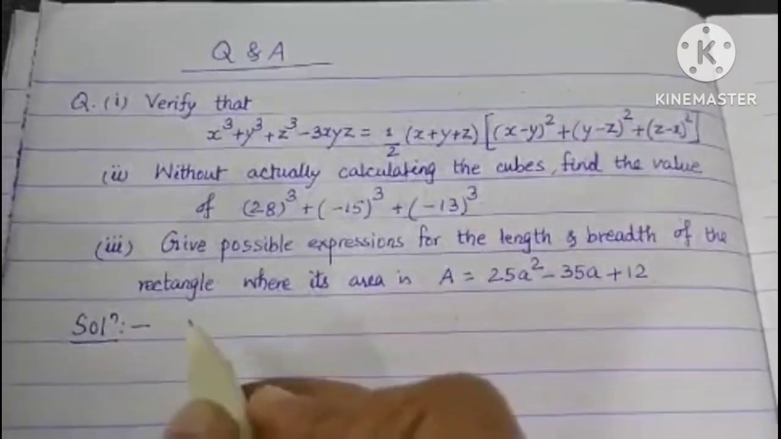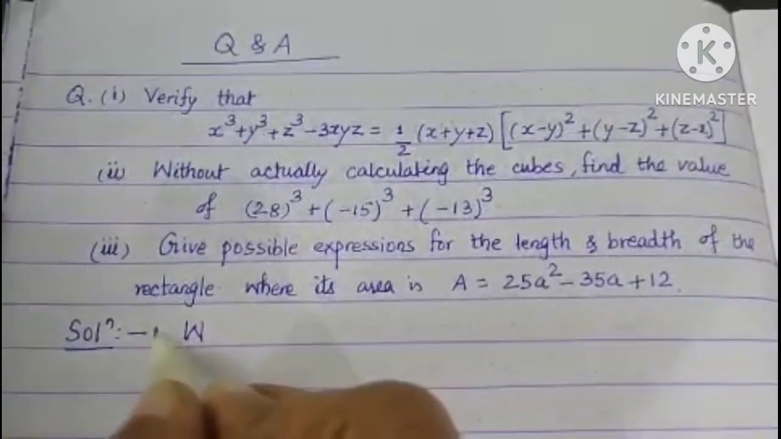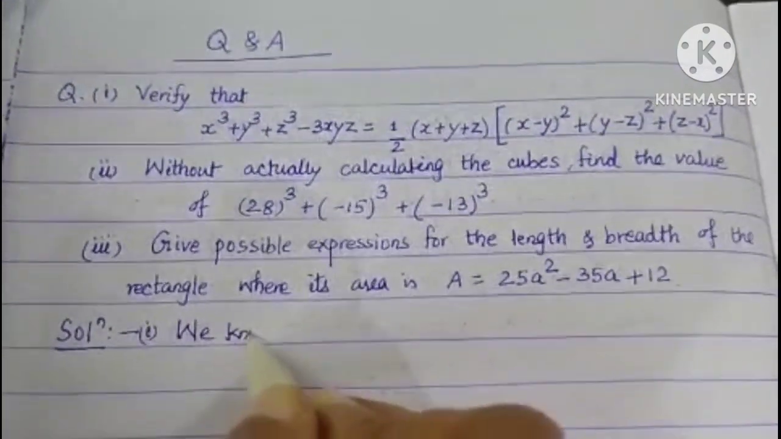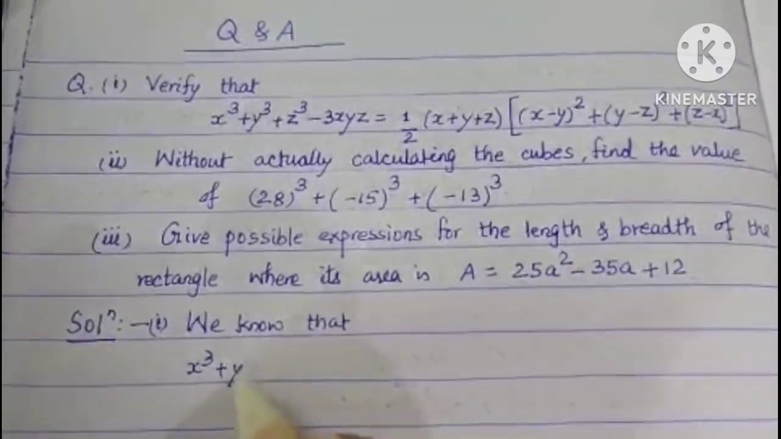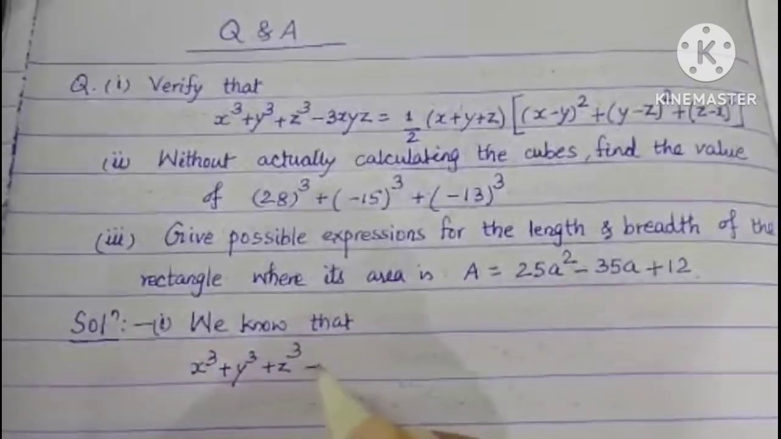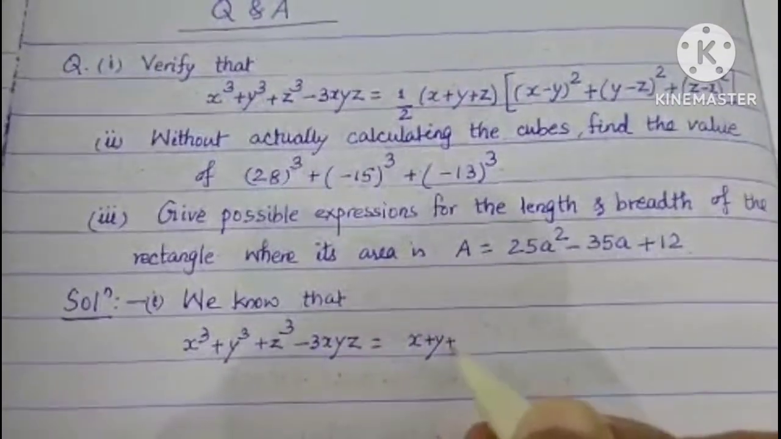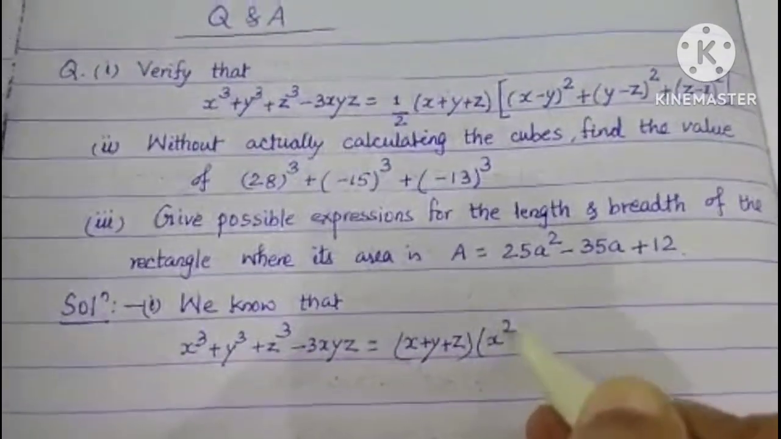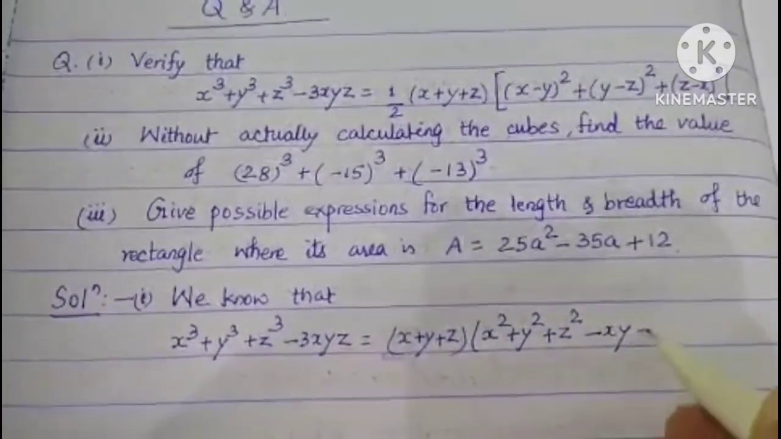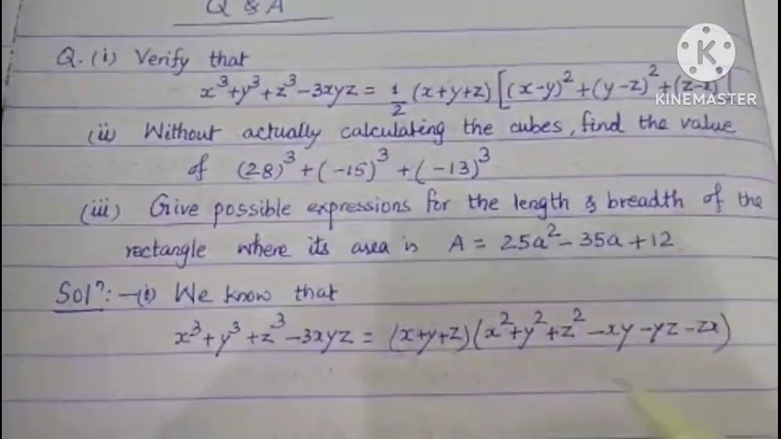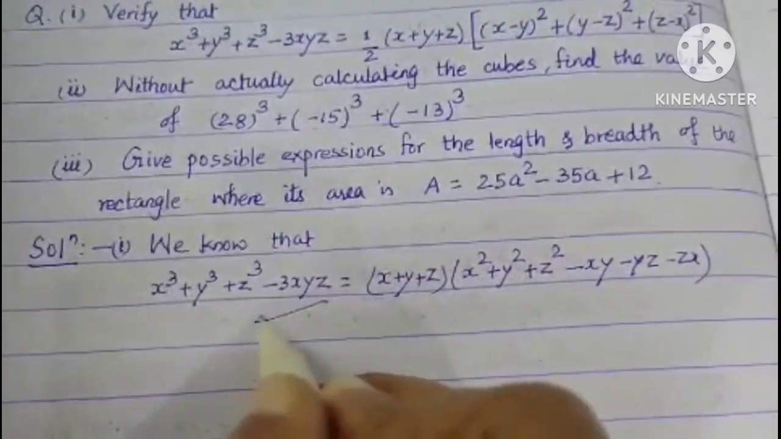do this one. First of all, we have to prove this equal to this. We know solution of 1. We know that x cube plus y cube plus z cube minus 3xyz is equal to x plus y plus z multiplied by x square plus y square plus z square minus xy minus yz minus zx. We know this. We already know this. Now let us do it.